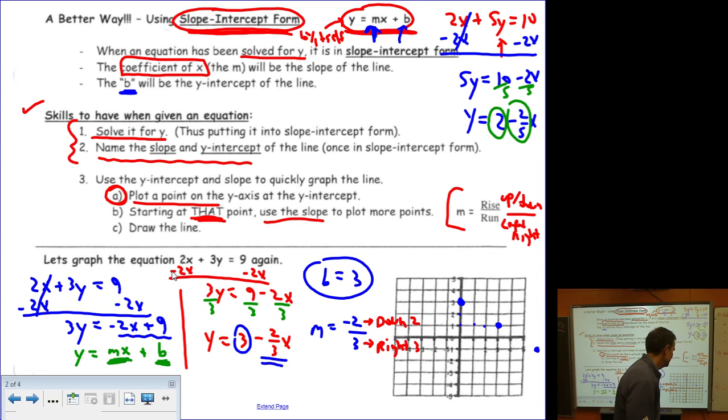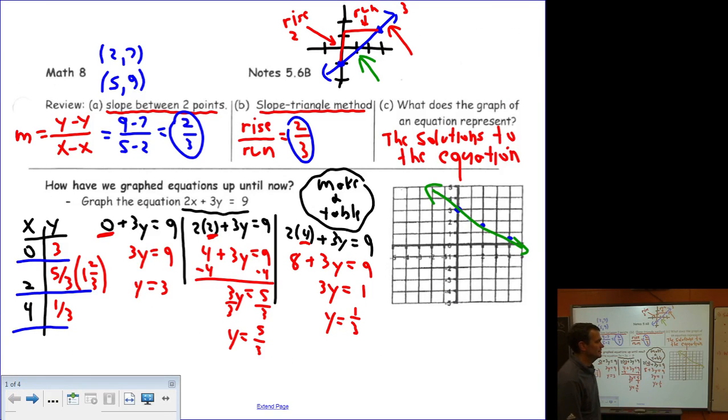Down 2, right 3. And a nice point to make here is you could switch both directions if you wanted. Instead of going down and to the right, you could switch and go up and to the left. Instead of down 2, right 3, I could go up 2, left 3. Same line. And that is the same line that we graphed back here at the beginning, right?